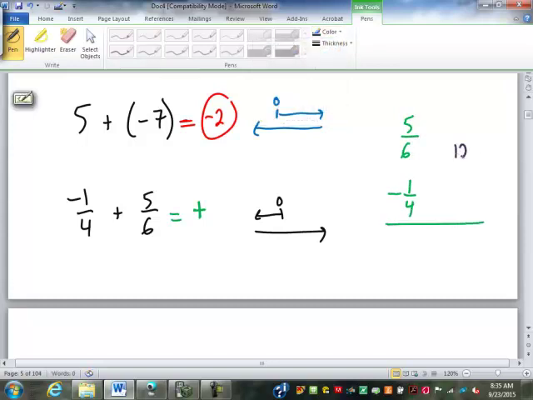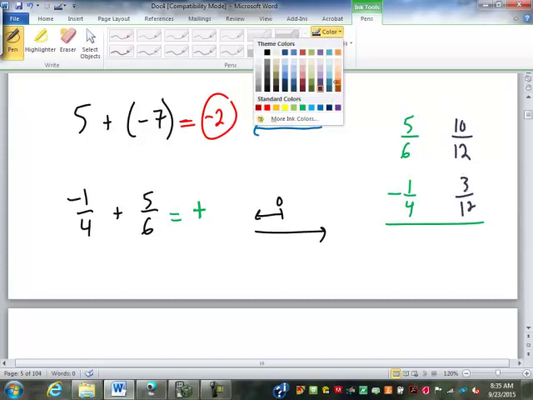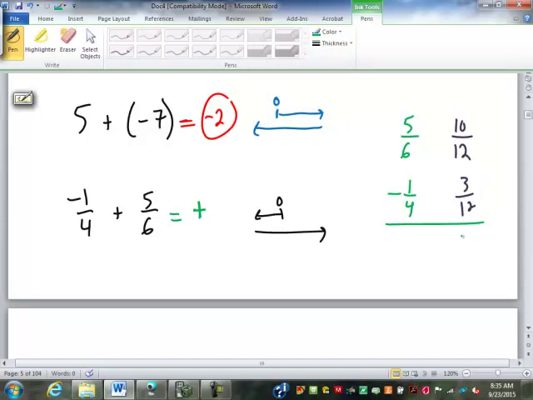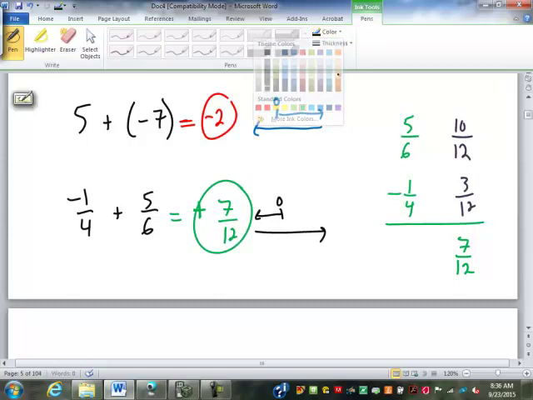Common denominator will be 12. This is going to be 10 twelfths. This will be 3 twelfths. 10 minus 3 is 7 twelfths. This is going to be a positive 7 twelfths. It's the exact same process as we had with whole numbers, only it's a little bit more work because of the fractions.